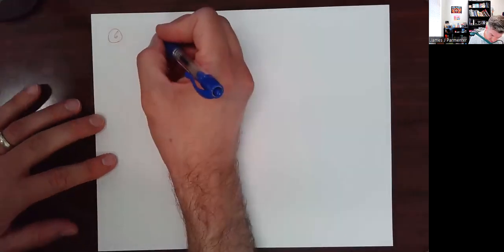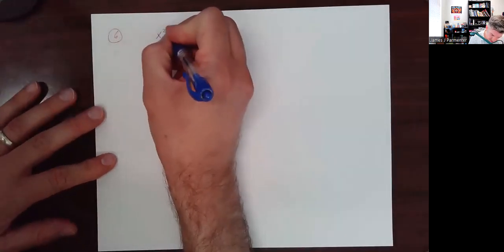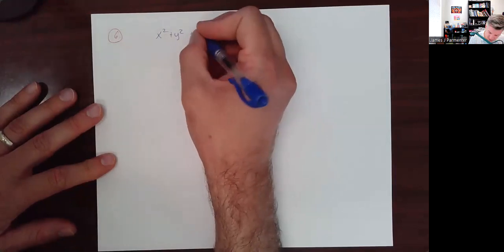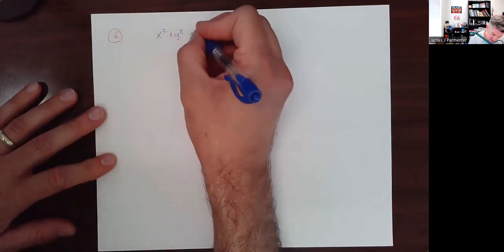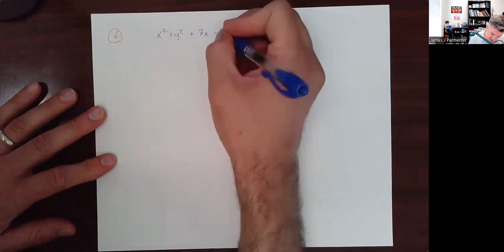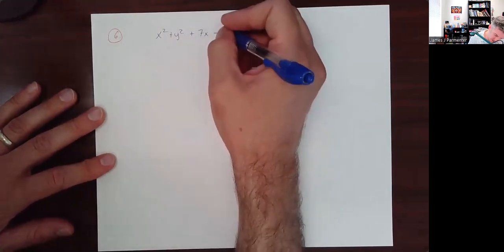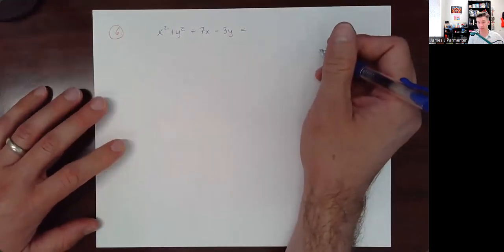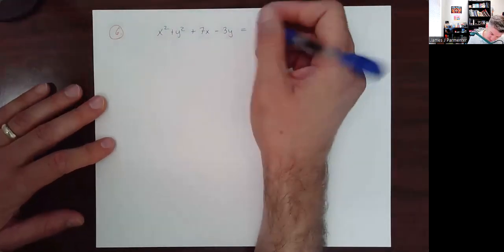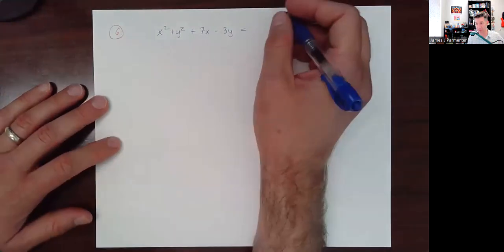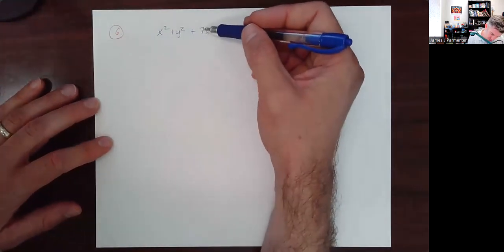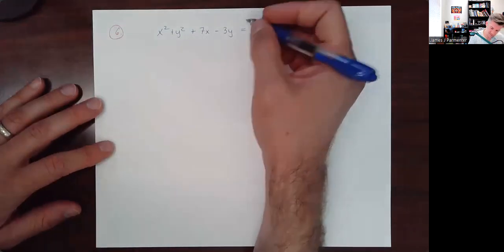So let's say we have x squared plus y squared plus 7x minus 3y equal to, I'm going to make something up. It's probably going to turn out insanely bad. Well, now that I've said that, I'm going to try to make it really nice. So let me think for a second here. Sure, I'm adding.